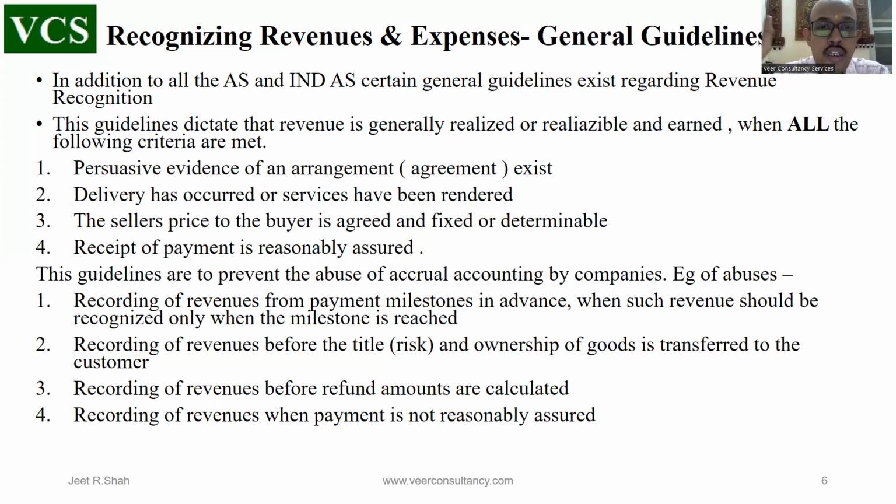These guidelines are to prevent the abuse of accrual accounting by companies. As I told you, accounting is a creative thing. Accountants use the rules, they bend the rules, they mend the rules so as to show what you want to see.